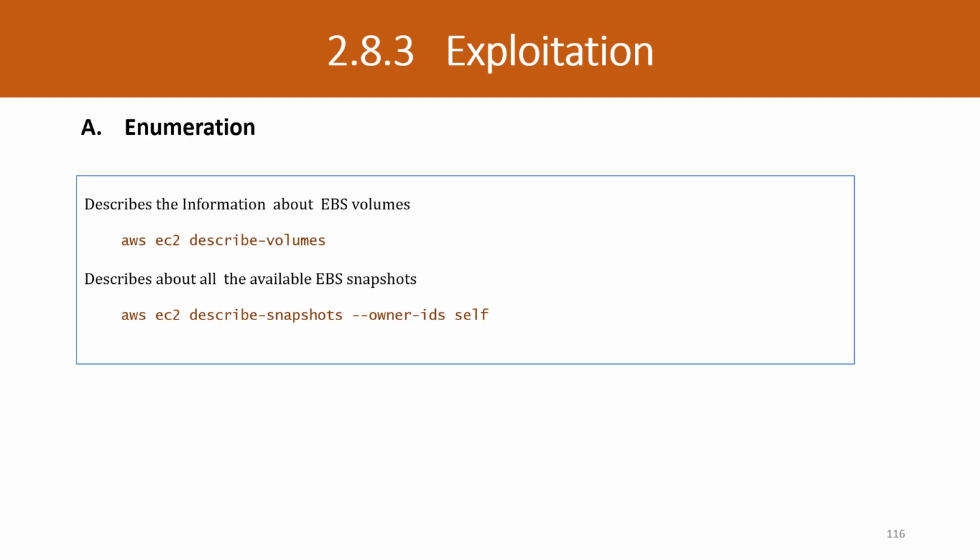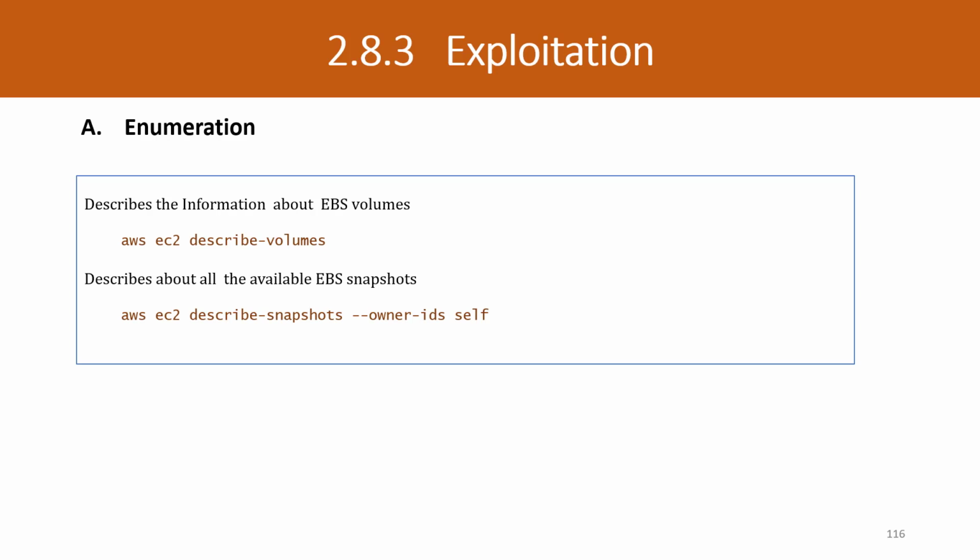Suppose you get to know how many volumes there are, how many snapshots there are, which volume is attached to which instance, and which is the critical instance. You can create snapshots from those instances and for those volumes. This is how you can get more information about snapshots and volumes, including whether a snapshot is encrypted or not, what size it has, and all this information.